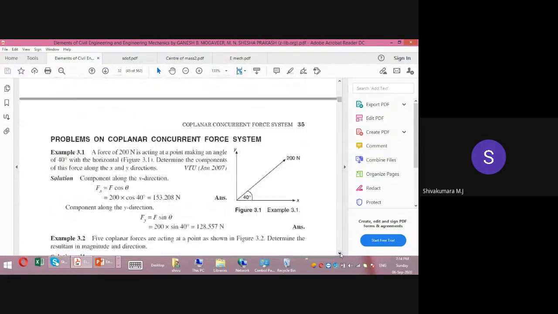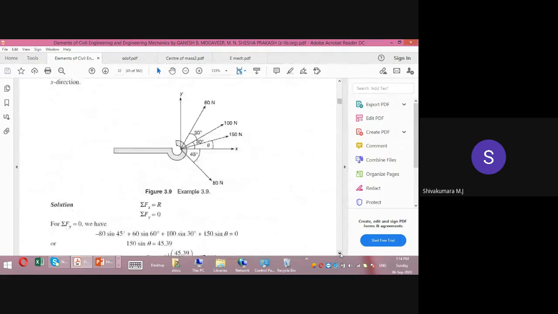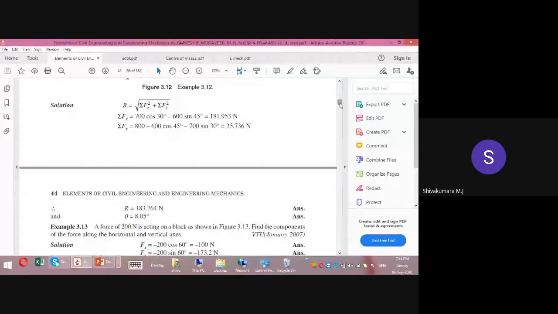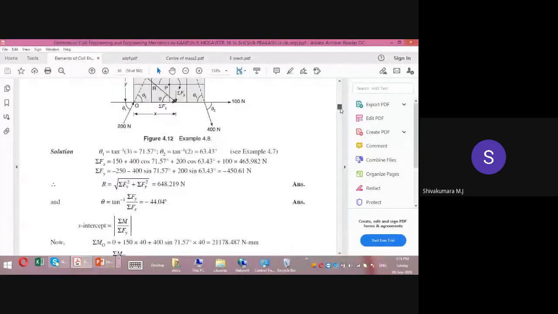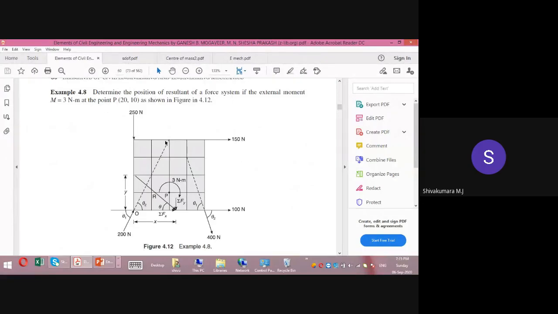Another problem I'll take. Yeah, see this problem. So totally how many forces are acting in this grid? 250 Newton, 150 Newton, 100, 400, and there is a 3 Newton meter moment, and a 200 Newton force in this direction. Correct. So totally 1, 2, 3, 4, 5 forces and 1 moment, that is 3 Newton meter. Is it concurrent or non-concurrent? This force system, is it concurrent or non-concurrent?